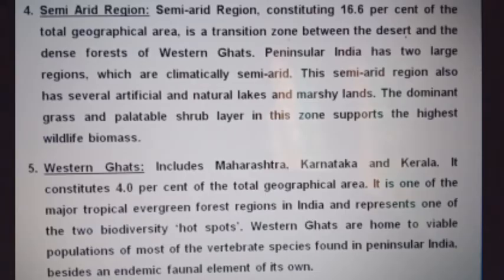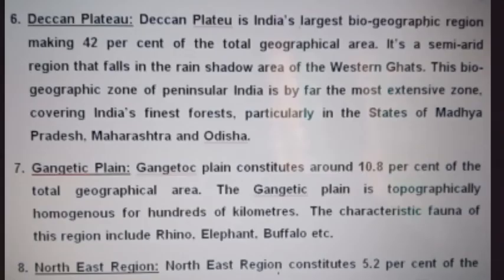Now the fifth one, that is Western Ghats, including Maharashtra, Karnataka and Kerala. It constitutes 4.0% of the total geographical area. It is one of the major tropical evergreen forest regions in India and represents one of the two biodiversity hotspots. Western Ghats are home to viable populations of most of the vertebrate species found in peninsular India, besides an endemic faunal element of its own.